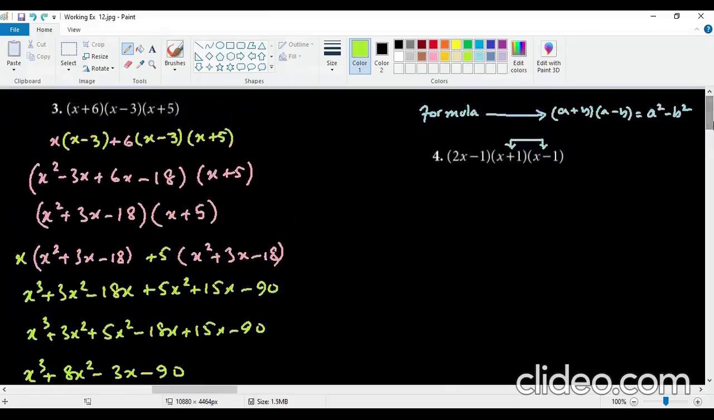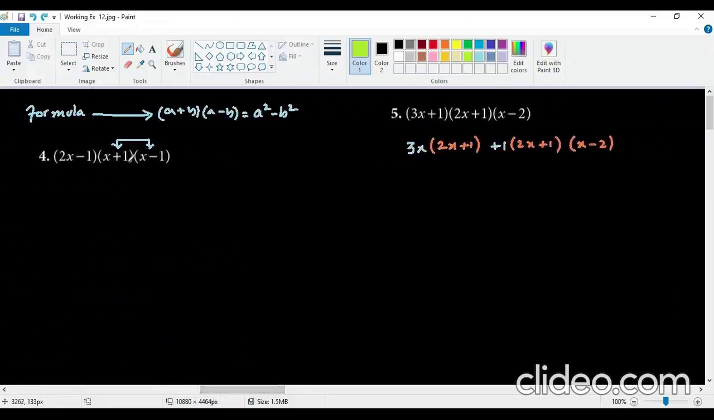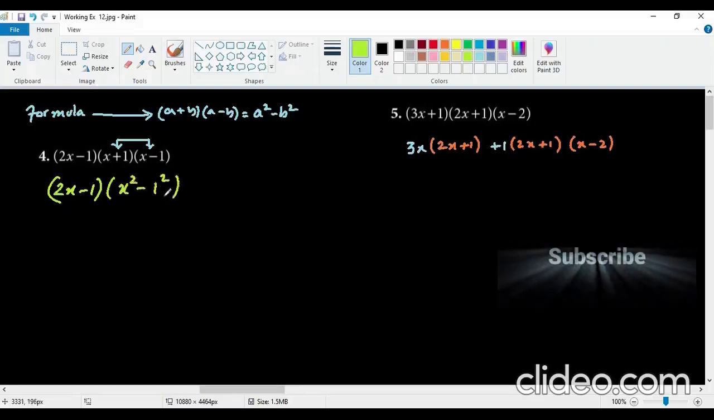As we are moving on to question number 4, in here you can see that this is a, for example, and this is b. So what formula you think it's going to be? A plus b and a minus b. So this formula is going to be used to simplify this bracket. So what I will write is 2x minus 1, and for these two brackets I will write a square minus b square, like this, or I can just write 1, that's it.